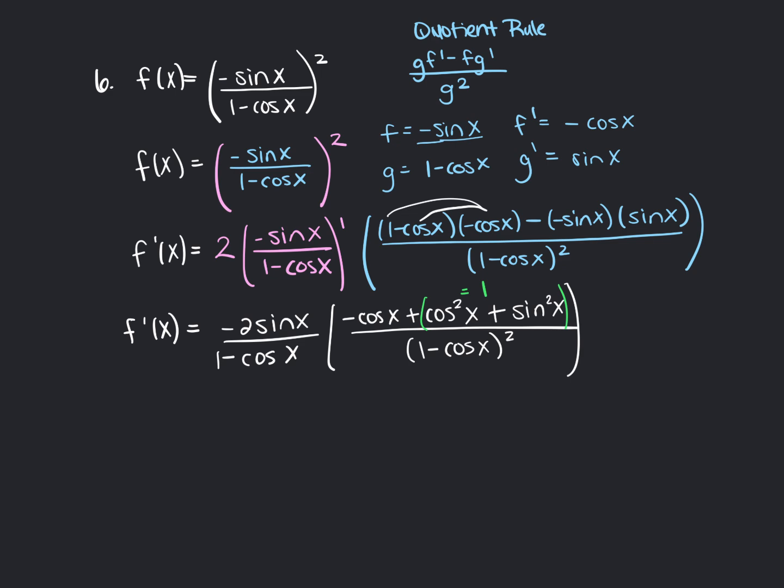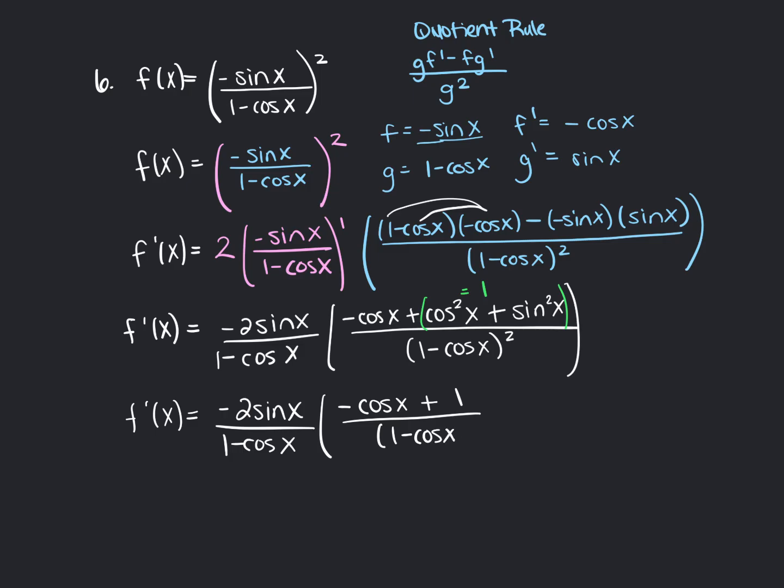So I can rewrite this as negative 2 sine x over 1 minus cosine x times negative cosine x plus 1 over 1 minus cosine x squared. Now, isn't negative cosine x plus 1 the same as 1 minus cosine x? So those will cancel out. And we're left with negative 2 sine x over 1 minus cosine x squared.